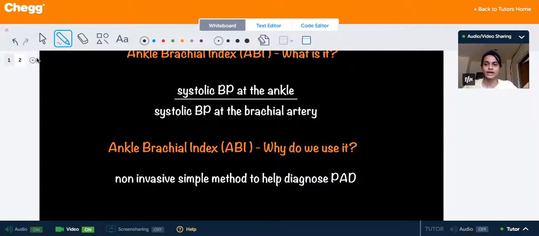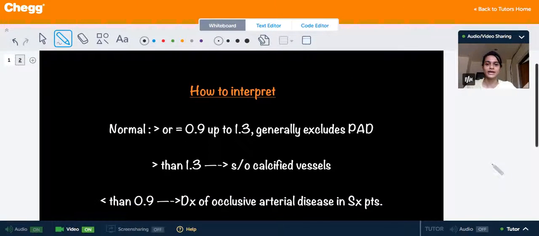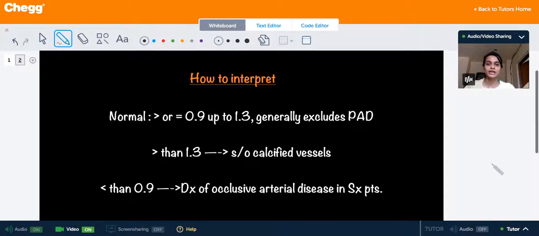Let's take a look at that. Normally, the ABI is 0.9 up to 1.3. So this is a normal value. In a normal person, your blood pressure in your ankle should be higher than the blood pressure in your brachial artery. So 0.9 to 1.3 is the normal value, and if you get a normal value, it generally excludes the diagnosis of peripheral arterial disease.